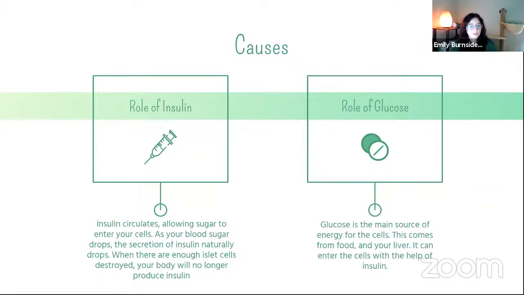And so, in turn, glucose is the main source of energy for cells. This comes from food and your liver, and it can enter your cells with the help of insulin. So whenever you cannot make insulin, your glucose can't get in the cells, and that just kind of builds up and causes type 1 diabetes.